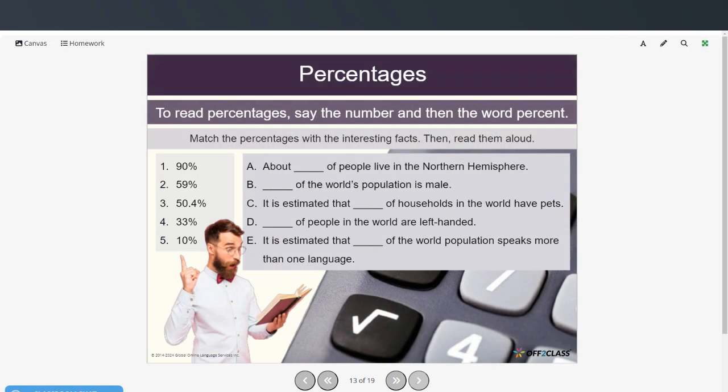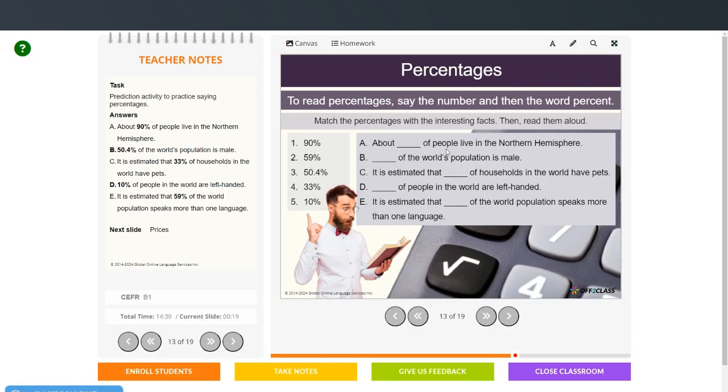So to read percentages, say the number and then the word percent, and match the percentages with interesting facts, and then read them aloud. So we'll check the answers on these. I'm not really sure about the percentages on all of these.